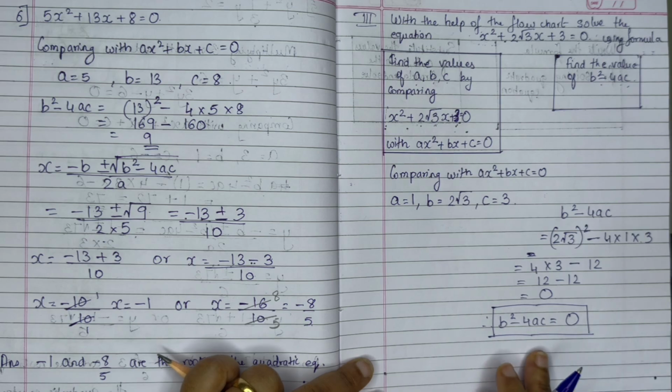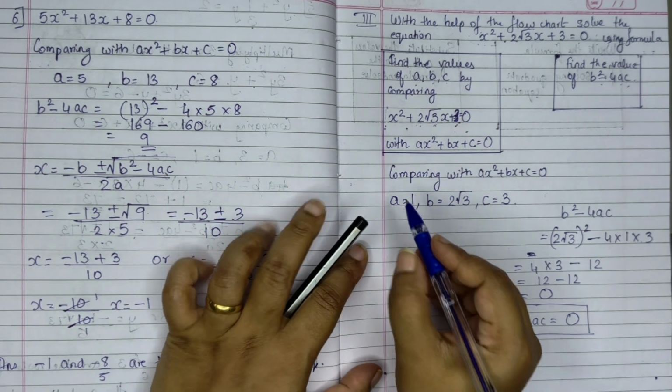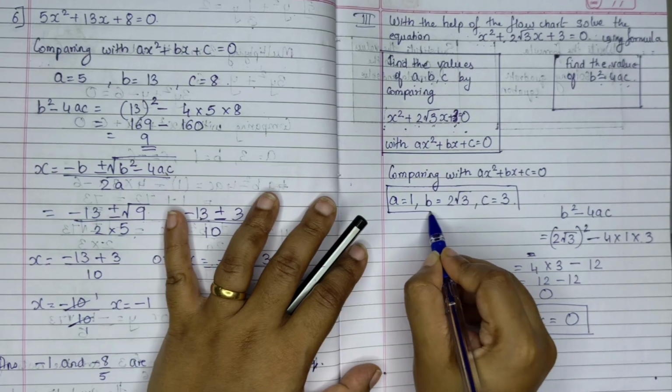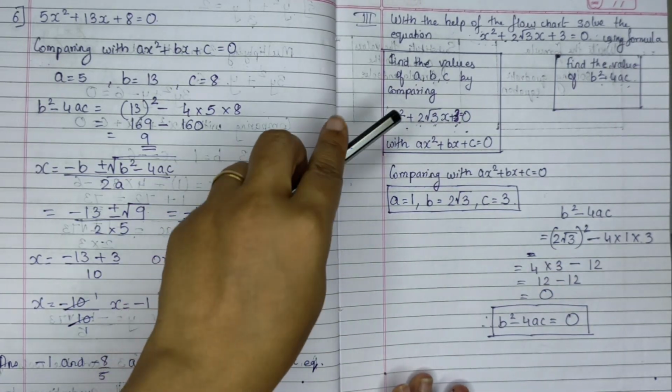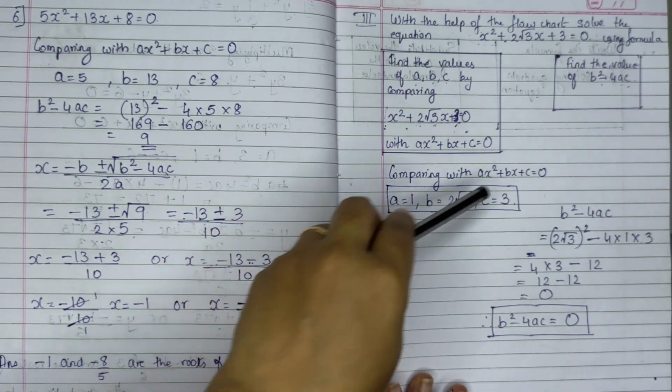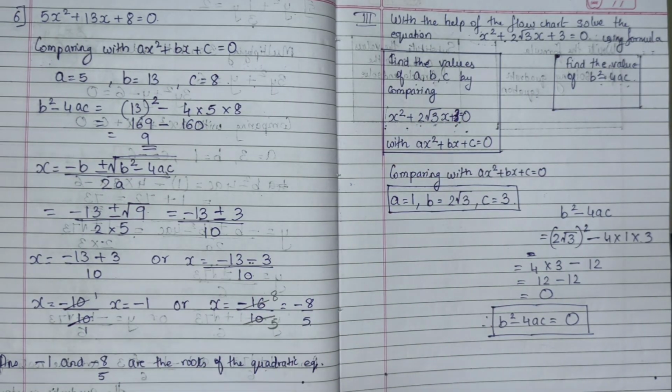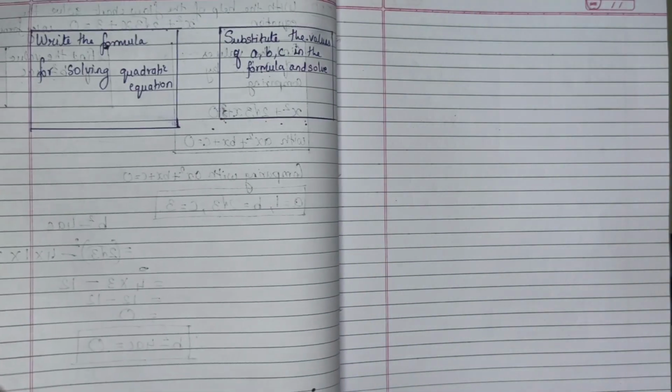Okay, so here we got the value of b square minus 4ac. Here we got the values of a, b and c. Okay, this was the first block to find a, b, c. Second block we had to find the values of b square minus 4ac. Now see here, I have done it on the next page.